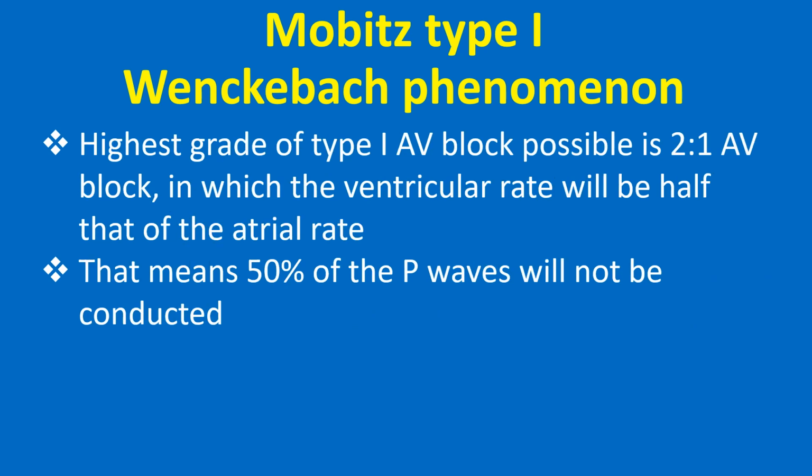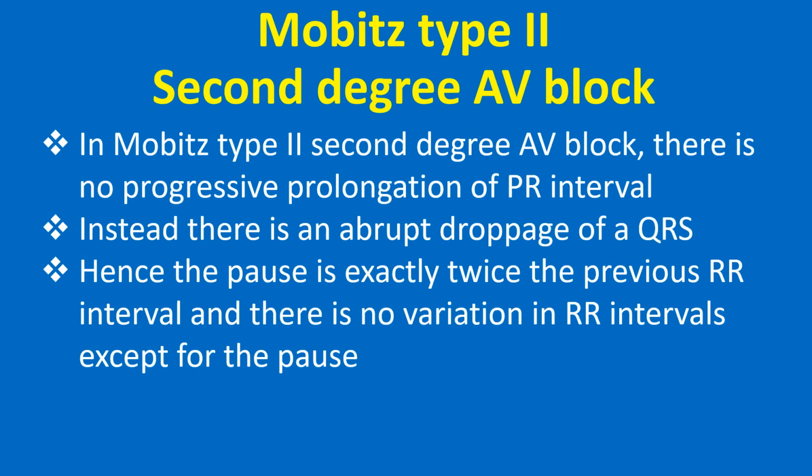Highest grade of type 1 AV block possible is 2:1 AV block, in which the ventricular rate will be half that of the atrial rate. That means 50% of the P waves will not be conducted. In Mobitz type 2 second degree AV block, there is no progressive prolongation of PR interval. Instead, there is an abrupt droppage of a QRS.